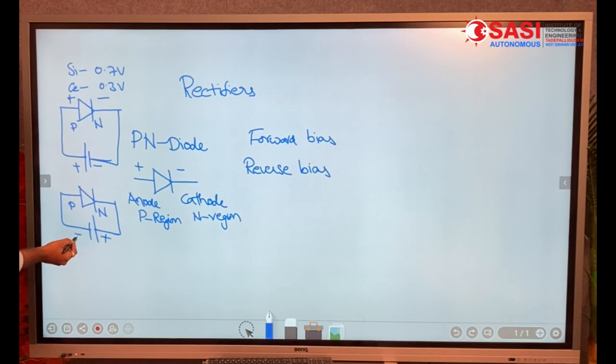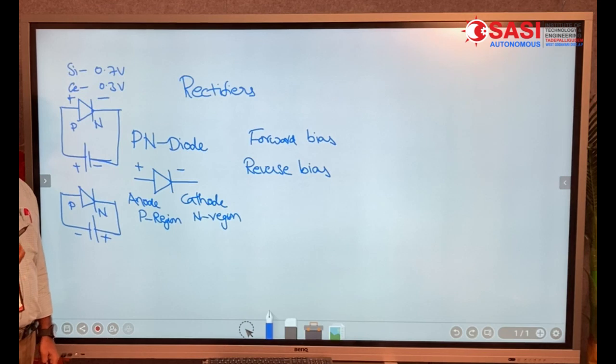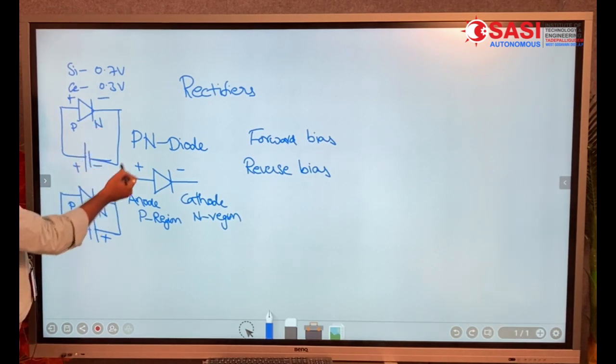And in the reverse bias condition, the depletion layer width increases, hence the majority carriers from the P region as well as from the N region cannot cross the depletion region, but a small amount of minority carriers crosses the depletion region and produces a small amount of current in the reverse bias condition, and that current is called reverse saturation current. The reverse saturation current is very small, in the order of microamperes. And this PN diode plays a crucial role in constructing the rectifier.